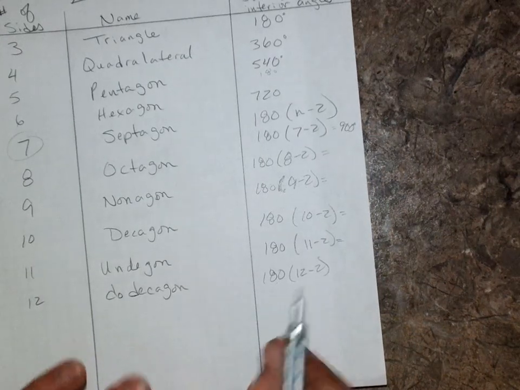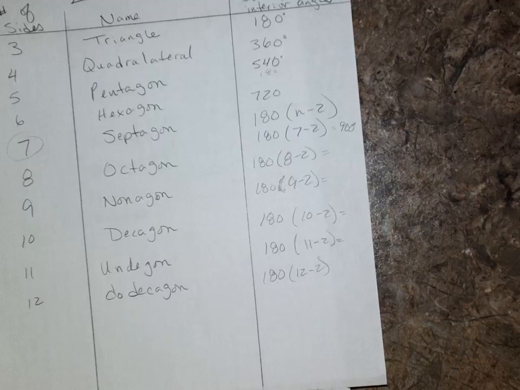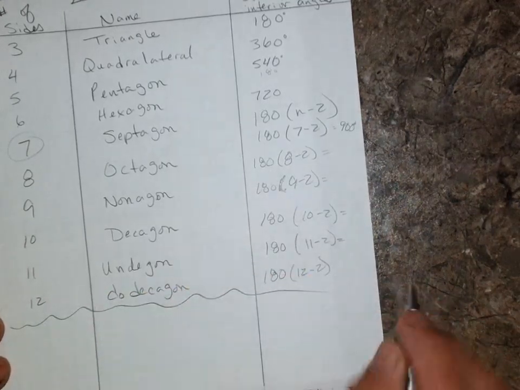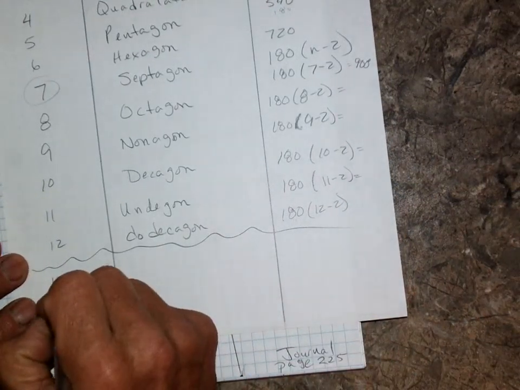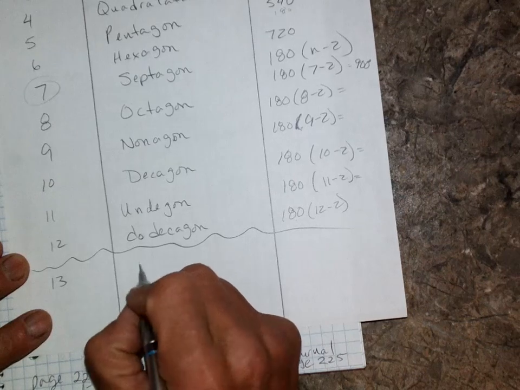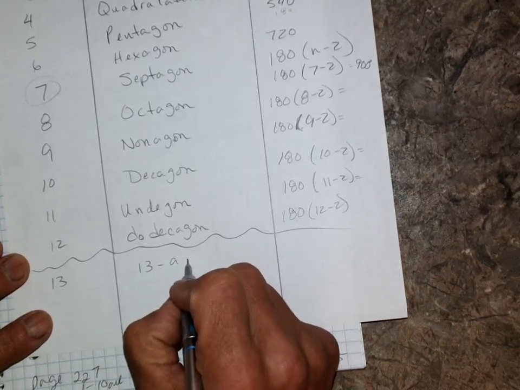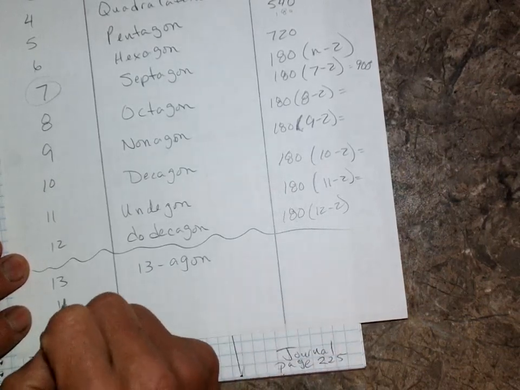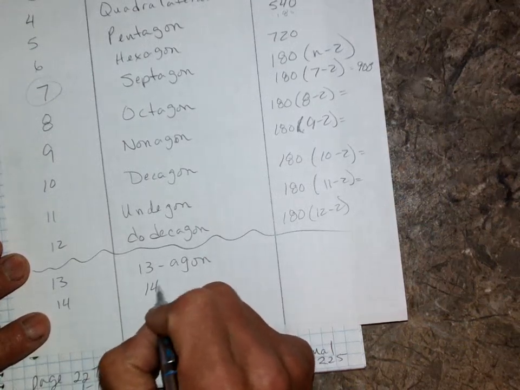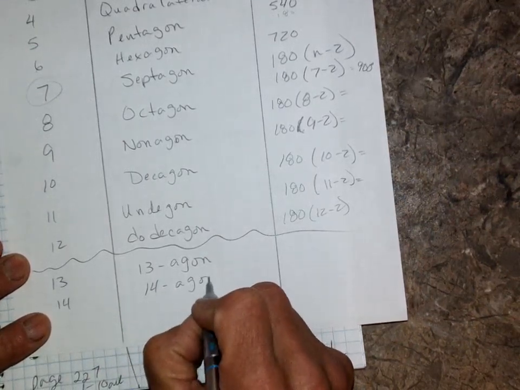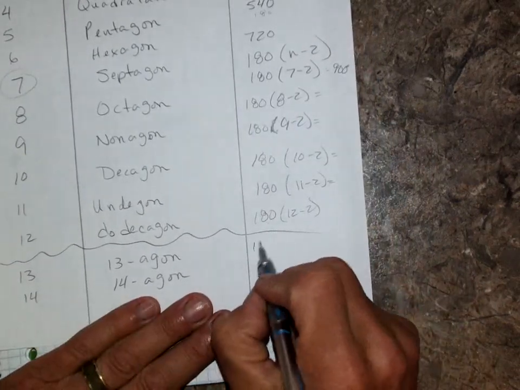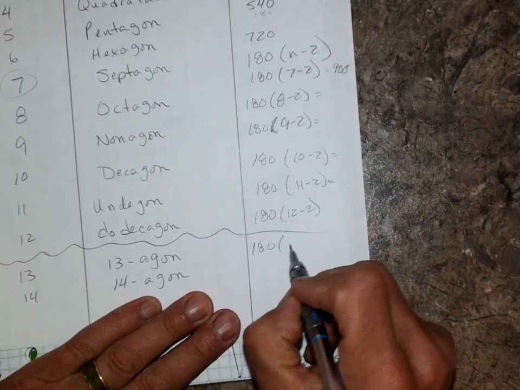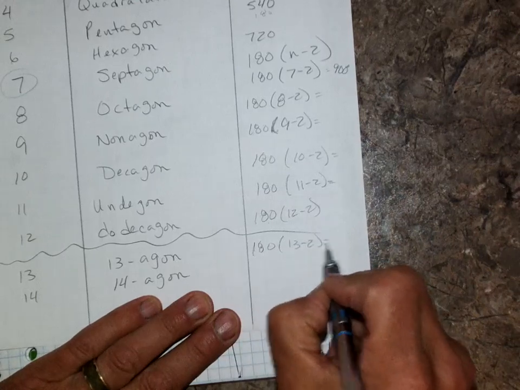So the angles keep getting bigger and bigger because you have more and more sides and more angles. And then at this point we stop giving them names, because at what point does it become ridiculous? So a 13-sided figure is called, you ready? It's called a 13-gon. And a 14-sided figure is called a 14-gon. 14 sides, and then 15, 16, and so forth. And if you want to find the sum of their angles, it's just going to be 180 times 13 minus 2, whatever that is. Use your calculator.